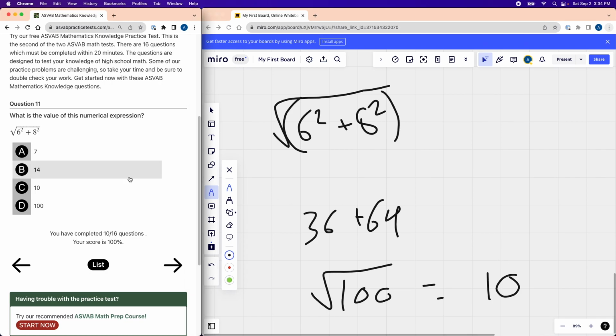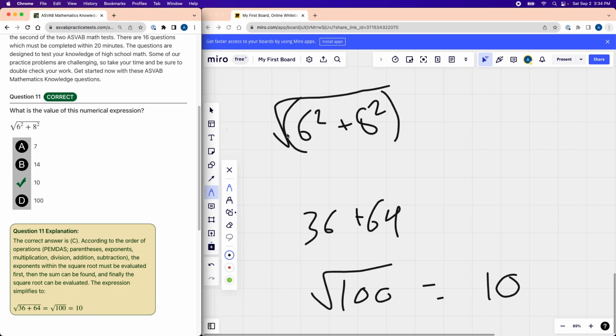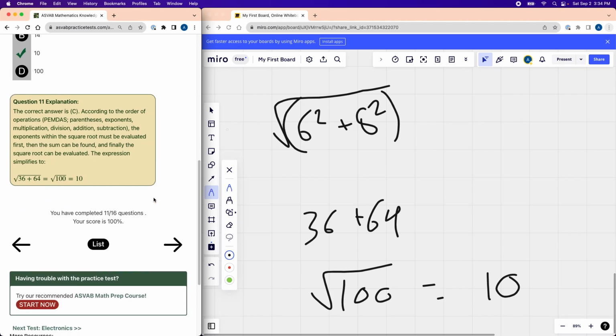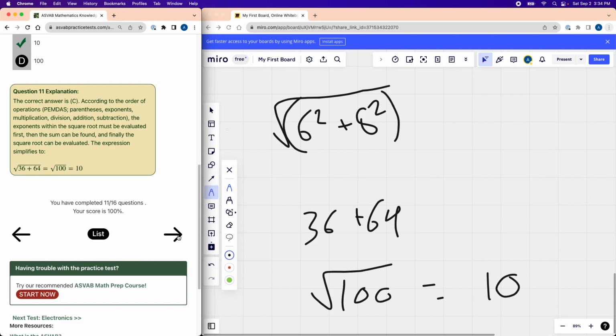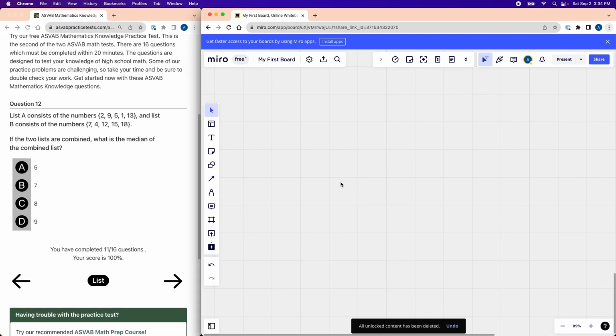So hopefully you got that answer right there as well. Again, just remember that when we see the square root, it's essentially saying the same thing as, hey, you need to solve for that first. Kind of treat that as its own parentheses. And that's the same logic that they went through in their explanation as well. Let's move on to the next one here.